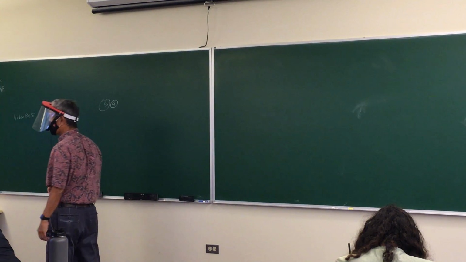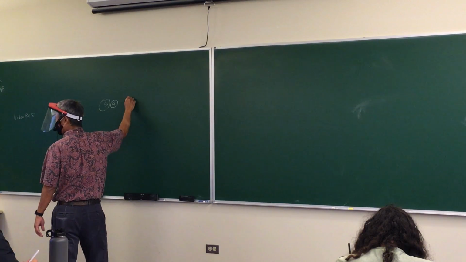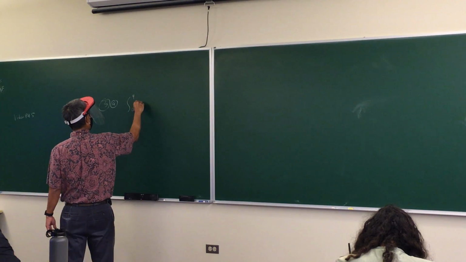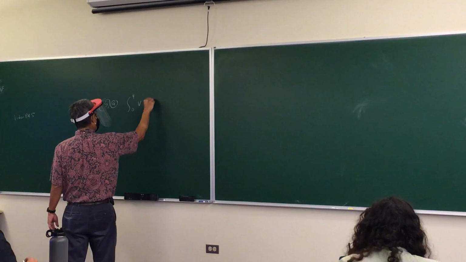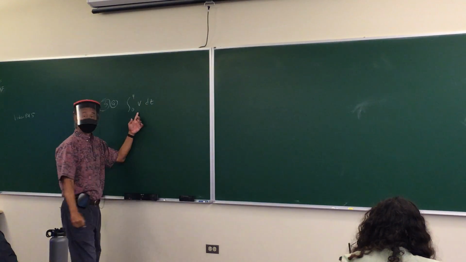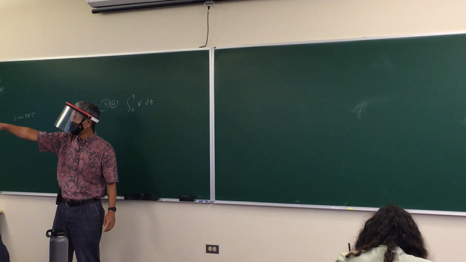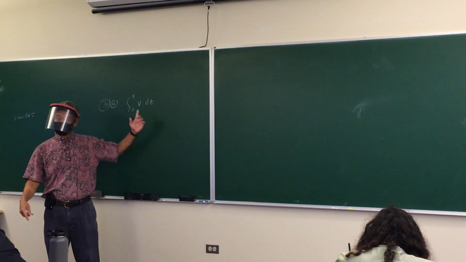Compute the displacement of the particle. How do you compute the displacement? You integrate the velocity dt. This is good enough because v is defined on the paper there. And then you just punch it in on your calculator.